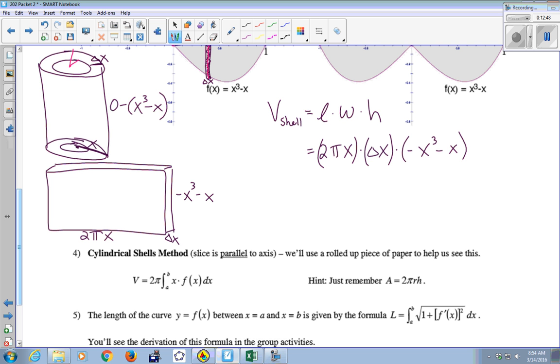Okay, so now I'm going to stack these shells up. When you distribute that negative sign, you get minus x cubed plus x.